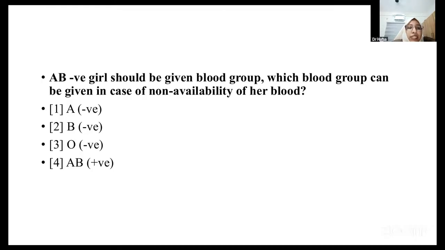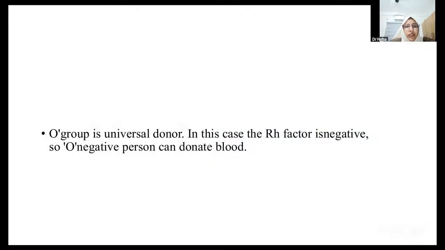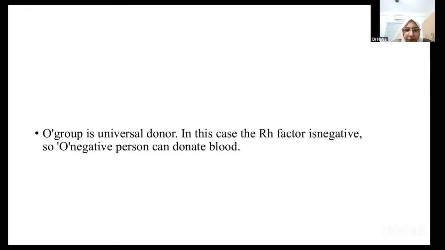So here a question is given: an AB negative girl should be given which blood group? Which blood group can be given in case of non-availability of her blood? That is a very important phrase, non-availability of her blood. So we get confused. What can be given? Here comes the role of universal donors and universal recipients. I think from your theory part, you're very sure about the universal donors and universal recipients. So O negative is the universal donor. So O group is the universal donor. In case the Rh factor is negative, an O negative person can donate the blood.